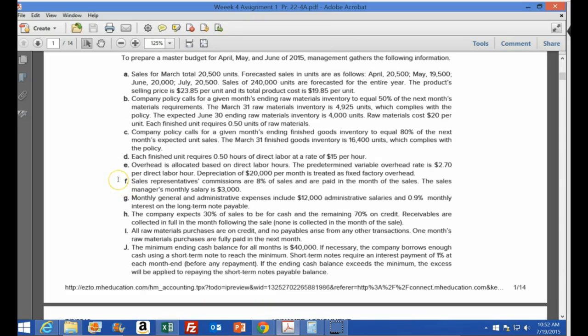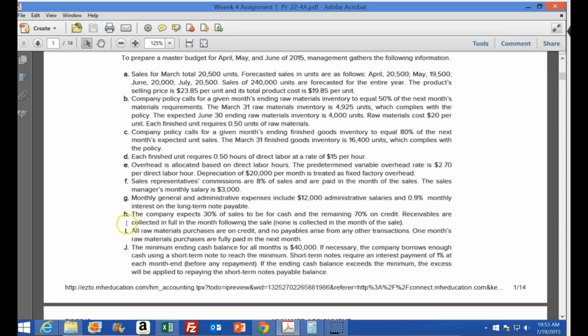E, overhead is allocated based on direct labor hours. The predetermined variable overhead rate is $2.70 per direct labor hour. Depreciation of $20,000 per month is treated as fixed factory overhead. F, sales commissions are 8% of sales and are paid in the month of the sale. The sales manager's monthly salary is $3,000. G, monthly general administrative expenses are $12,000, administrative salaries, and 9% monthly interest on the long-term note payable.